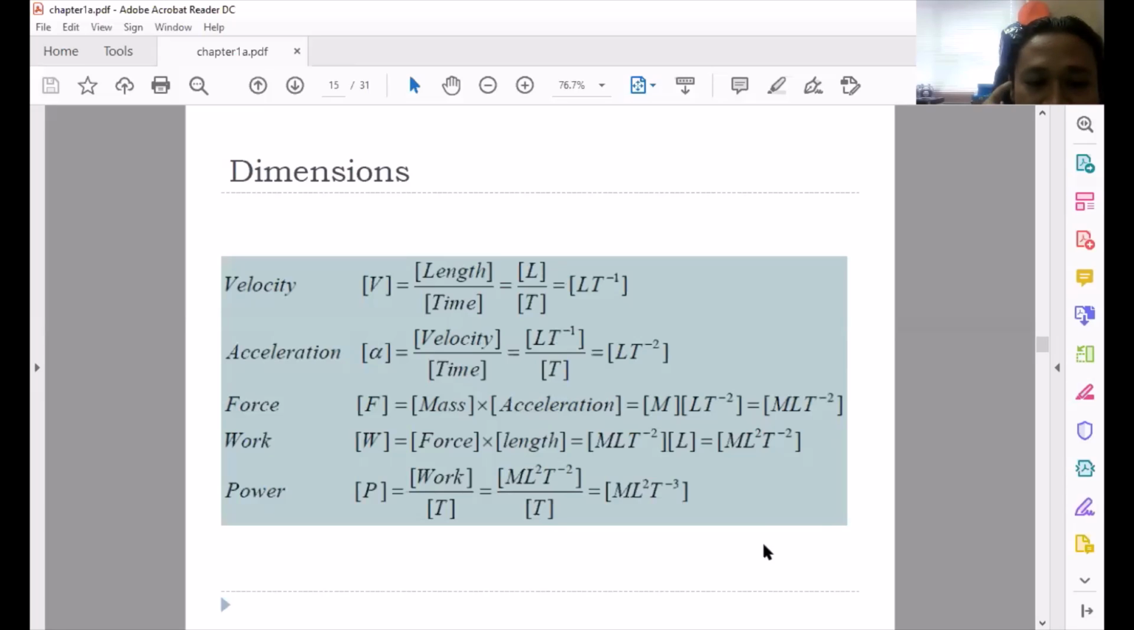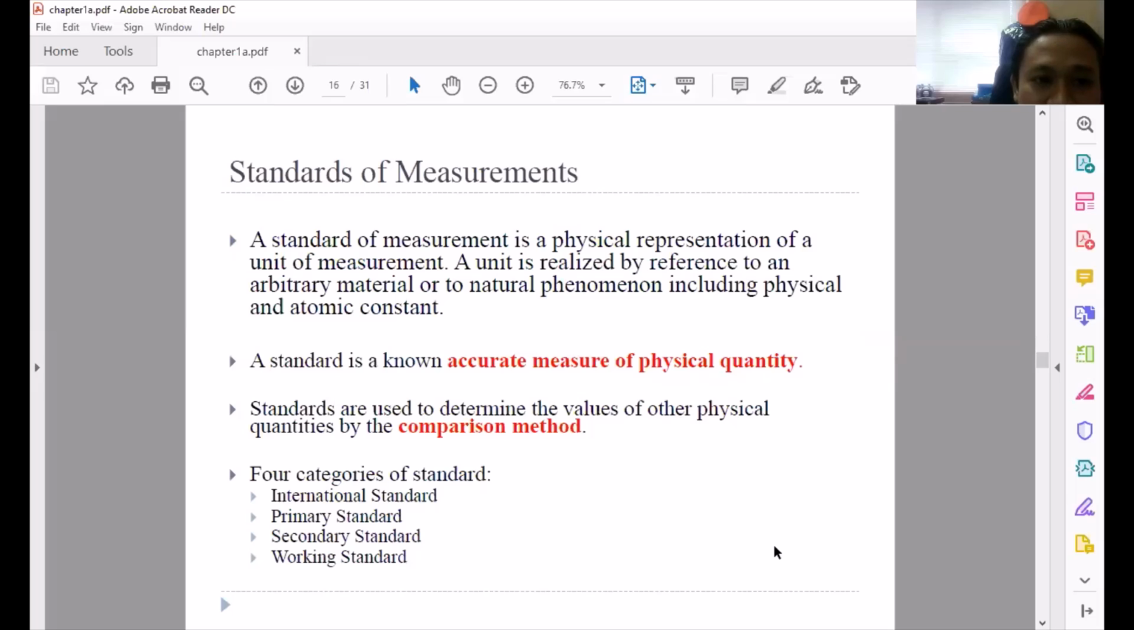So let's continue our lecture for today. As mentioned, we have the standard, which we call the standard of measurement. The standard of measurement is a physical representation of the unit of measurement. A unit is realized by reference to an arbitrary material or to natural phenomena, including physical or atomic constants. A standard is known as the accurate measure of a physical quantity. Standards are used to determine the value of other physical quantities by a comparison method.